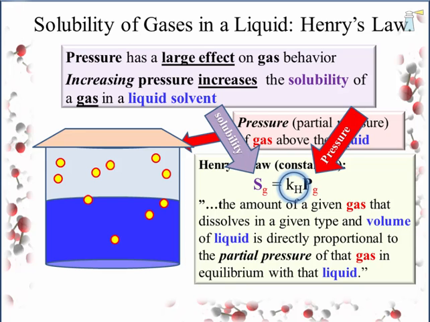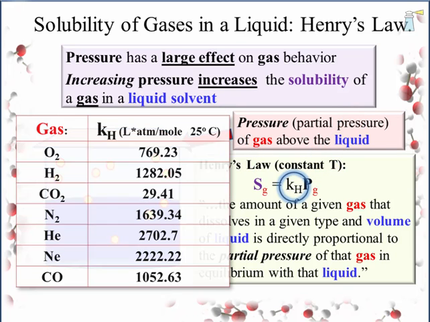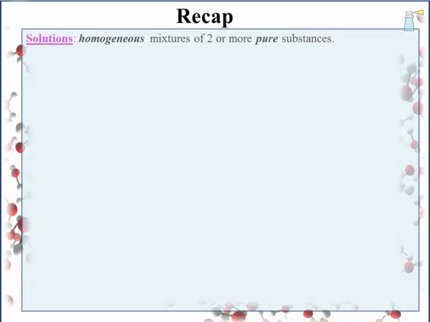The proportionality constant, Kh, has to be provided. Since Kh is an experimentally determined value, a table is made available that contains gas-specific constants. Having access to the constants means that Henry's law only has two unknowns, solubility and pressure. Most Henry's law questions give a value for one of the unknowns, and the student solves for the other. That should be doable at this level of chemistry. And that completes the material for this lecture.